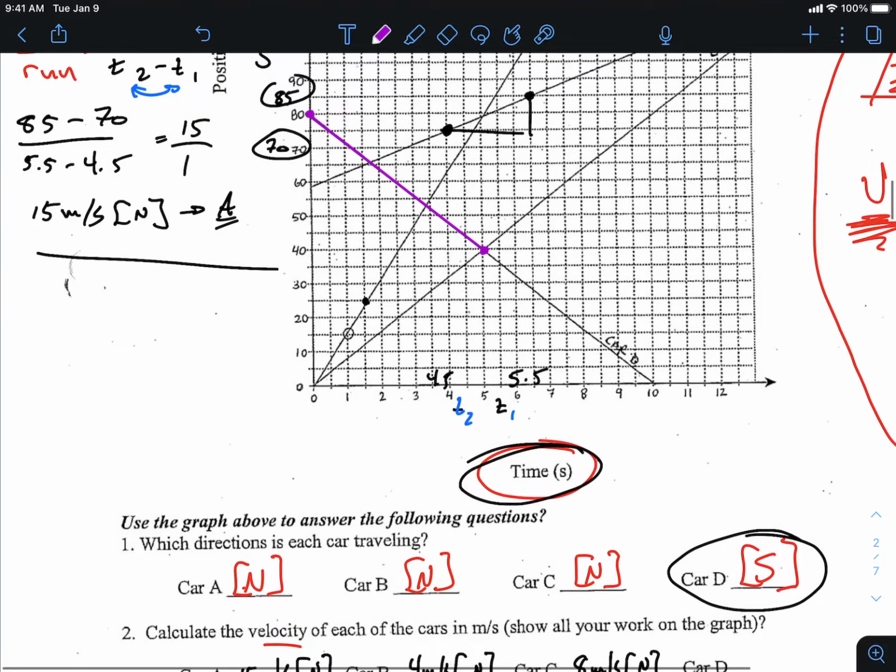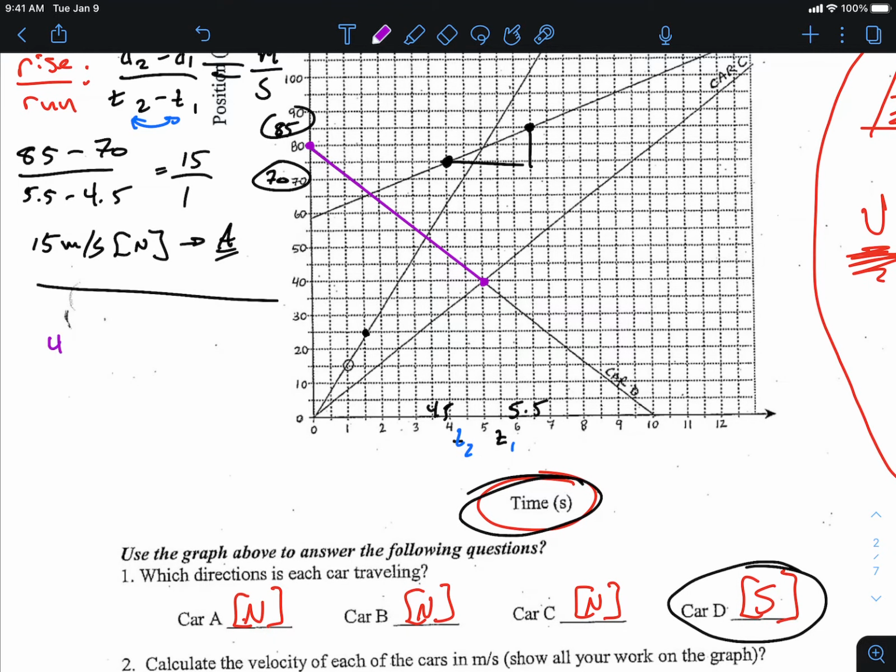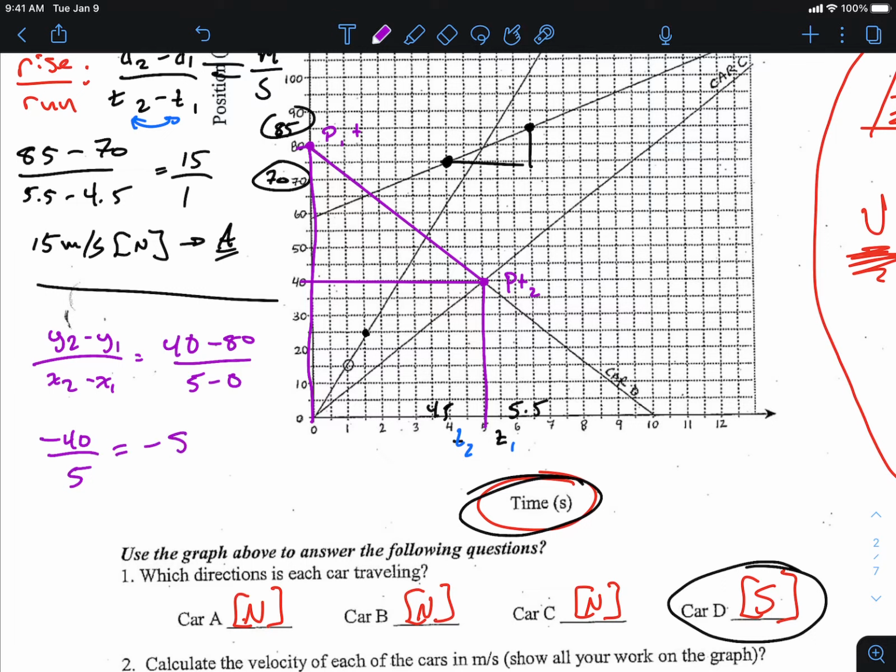Well, what is the slope? y2 here is going to be, remember, I'm going to define this as point 2, and then this is going to be point 1. So I'm going to get y2 minus y1 over x2 minus x1. That's going to be 40 minus 80. You can see that there's the y value for this one, 40, and there's the y value for that one, 80. And I'm going to divide that by 5 take away 0. What are you going to get? You're going to get negative 40 divided by 5, which is going to equal negative 8 meters per second.